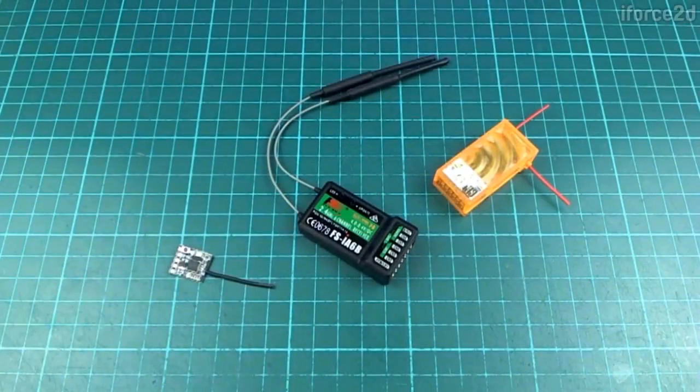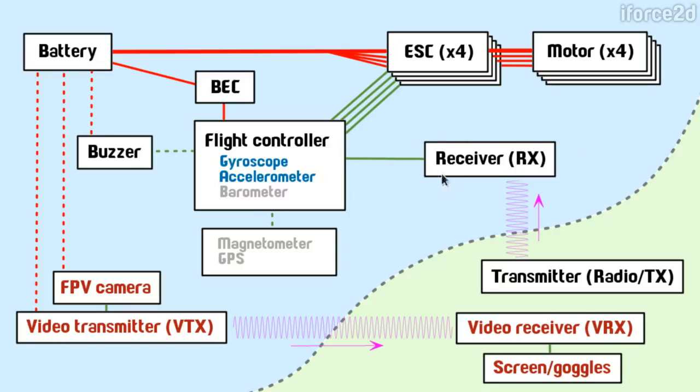Hello, welcome back. In this video we're going to take a look at receivers. The receiver is, as you may recall, this piece here which goes between your radio transmitter and the flight controller, and it will pass on your instructions to the flight controller to tell it what you are trying to do.